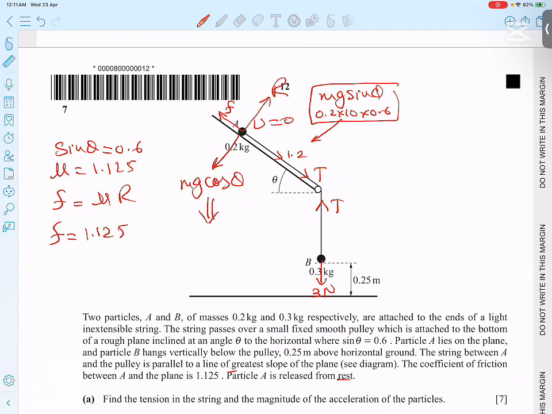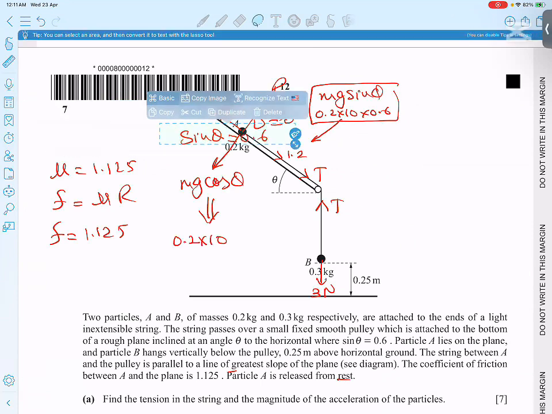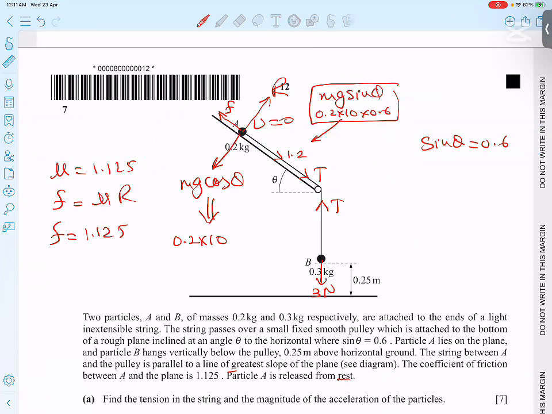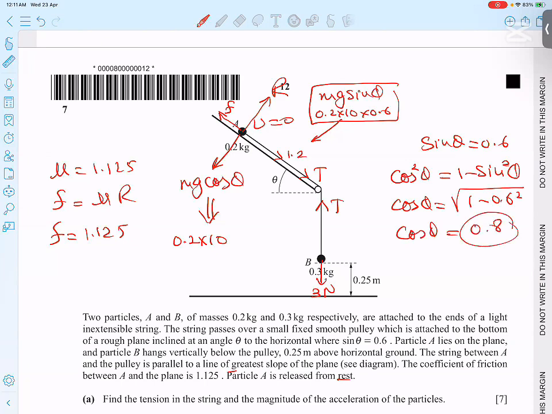M is 0.2, gravity is 10, but the problem is I don't have cos theta, so I use it here. And what is the formula? Basically, cos square theta is equal to 1 minus sine square theta. Take the root of the whole thing. It becomes the square root of 1 minus 0.6 to the power 2. And when we check in the calculator, it gives you 0.8. And 0.8 comes here, so 0.2 into 10 into 0.8 is 1.6. So R is 1.6. I believe this is very clear.